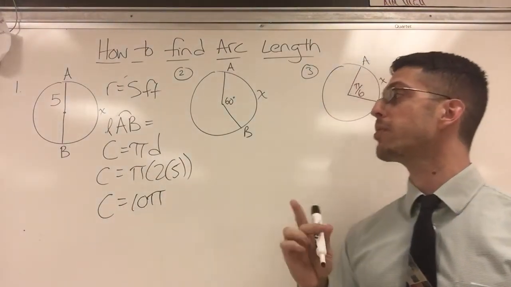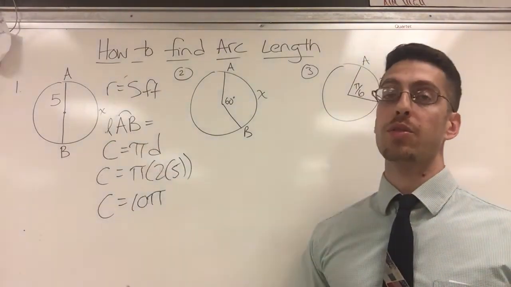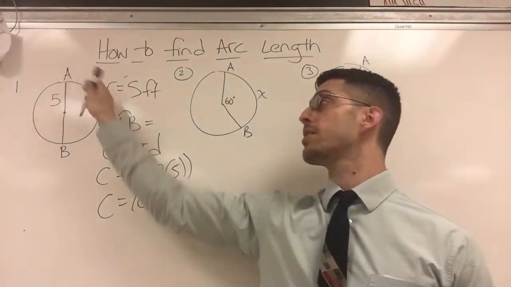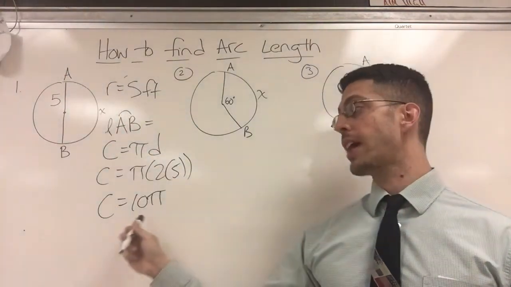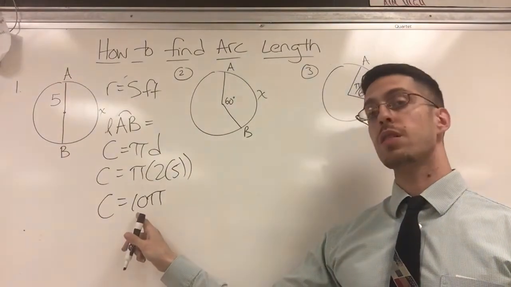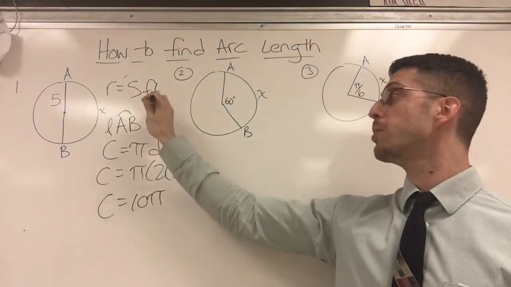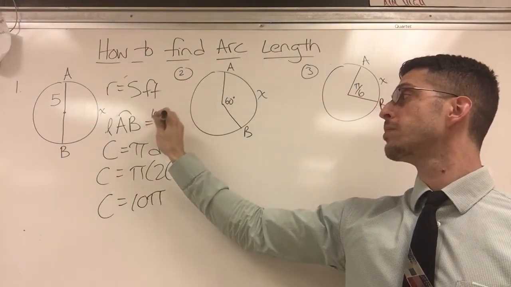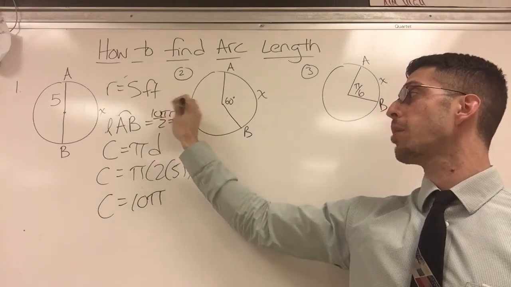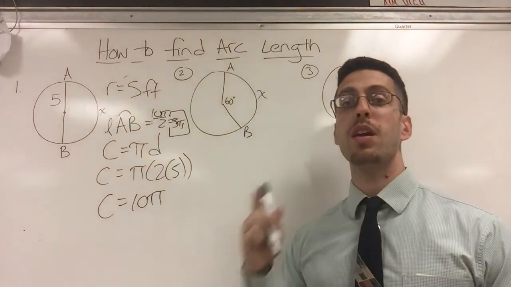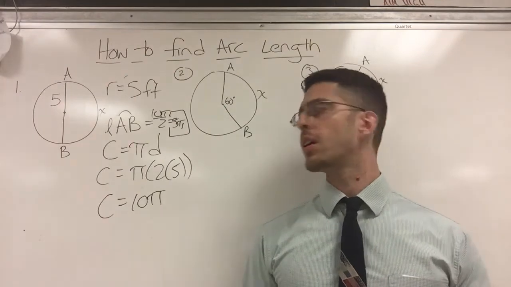How could I possibly find arc AB? Now it's just common sense, because since it's half of a circle, it's half of the circumference, which is 10 pi divided by 2, also known as 5 pi. Okay, that looks sloppy. I'm going to erase it. It's not even really helpful.